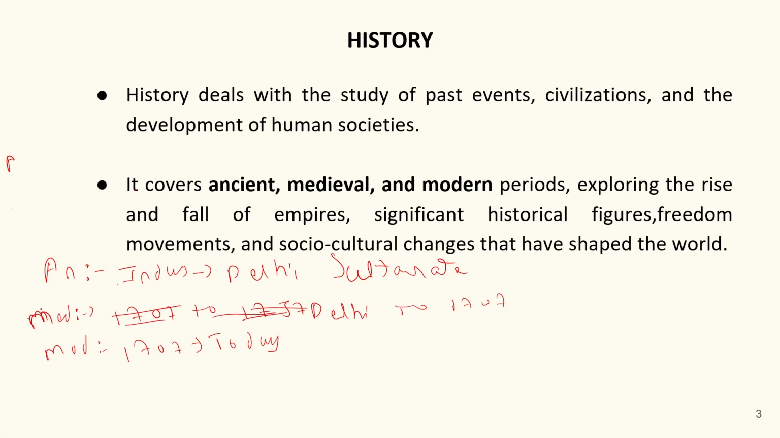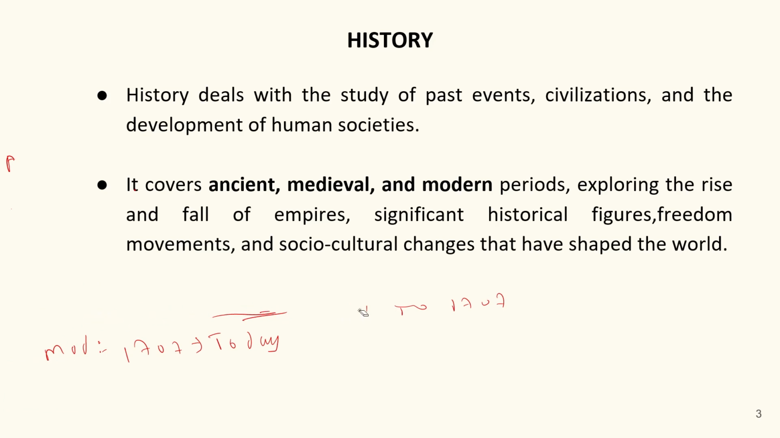Got it? So this is a basic division of ancient, medieval and modern. Ancient starts from the Indus Valley civilization to Delhi Sultanate. For medieval, Delhi Sultanate to 1707, the death of Aurangzeb, and for modern, 1707 to today. Got it? Now, so this was all about the basic intro of history before we start studying history in Indian context for competitive exams.